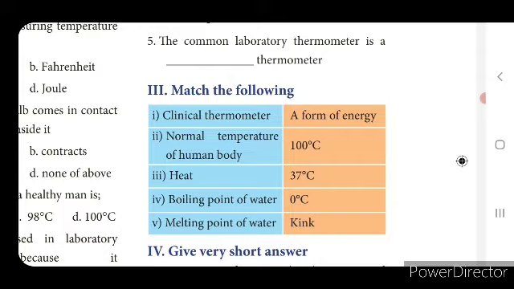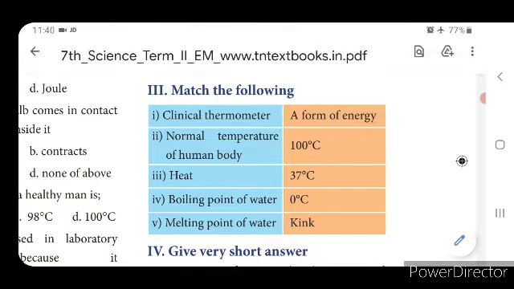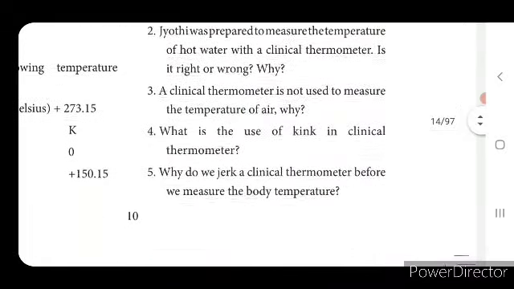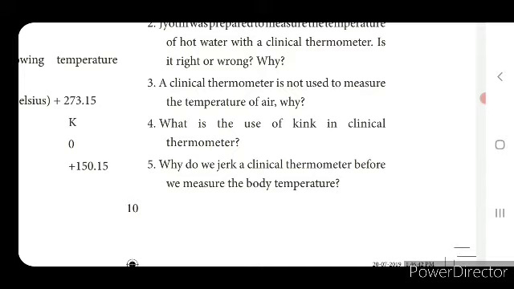Okay children. Then we'll see the short answer. Clinical thermometer, it is having a kink. Normal temperature of the body is 37 degree centigrade. Heat is a form of energy. Boiling point of water is 100 degree centigrade and melting point of water is 0 degree centigrade. So here in short answer, you are having 5 short answers. You read it carefully and this very short answer alone you read for this test. Short answer you can read for the next test.